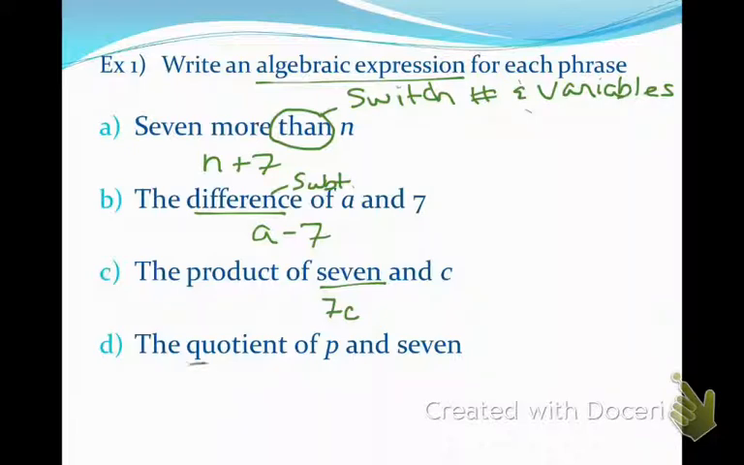Now, quotient means a division sign, division. But I like to use it as a fraction. So the quotient of P and 7 means I'm going to have P divided by 7. So it's in a fraction form. The first letter goes on top, and the second letter, the number or letter, goes on the bottom.